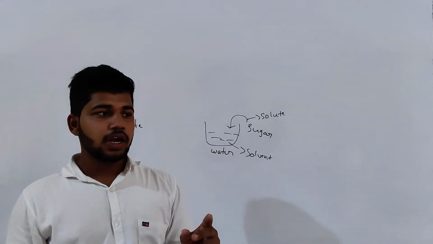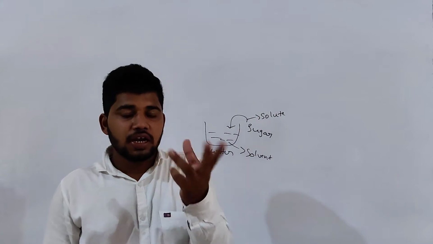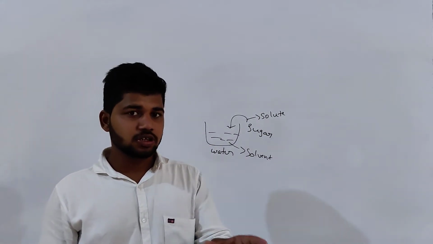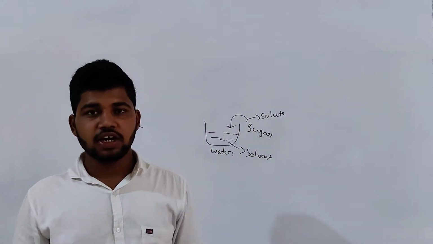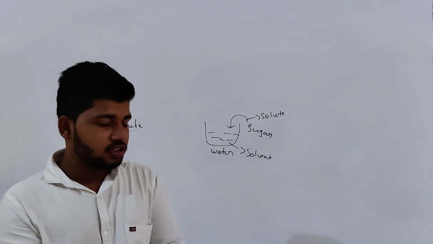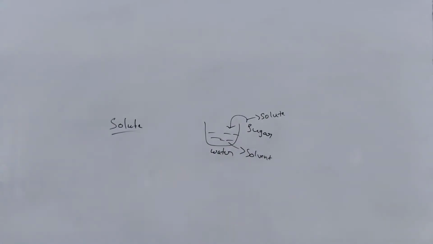The second point: the solute particles cannot be seen with our naked eyes. The third point: a solution does not allow a beam of light to pass through it. We already discussed this in the last class. Today we will discuss the suspension, its properties, and what is meant by a colloidal solution.